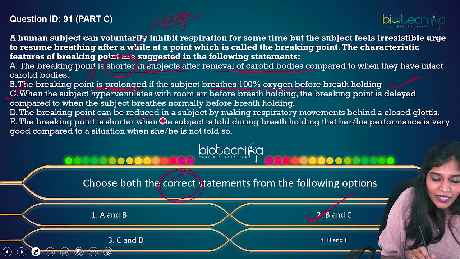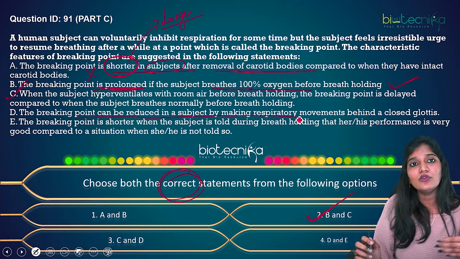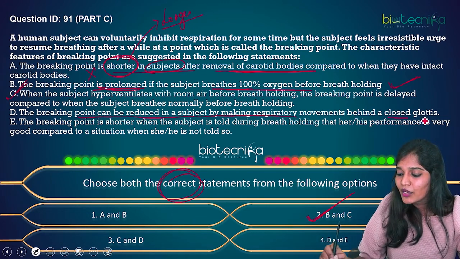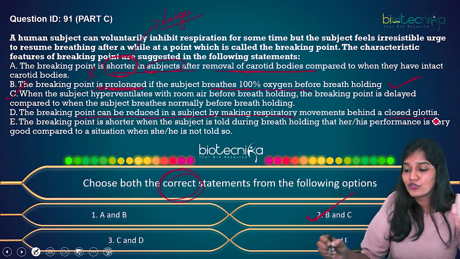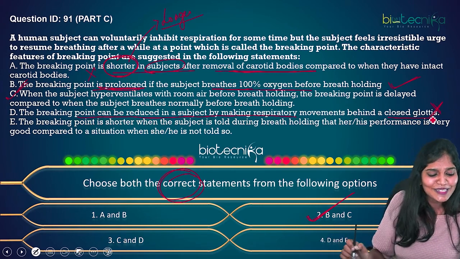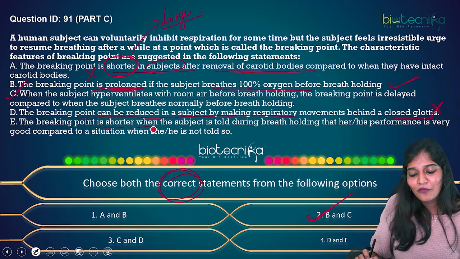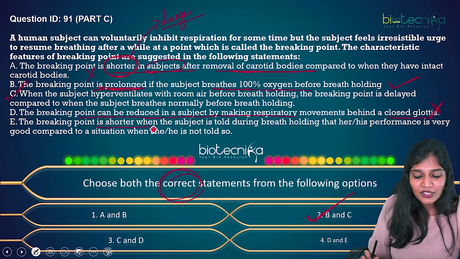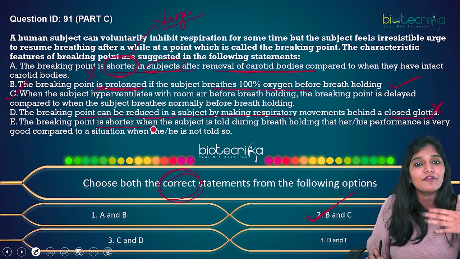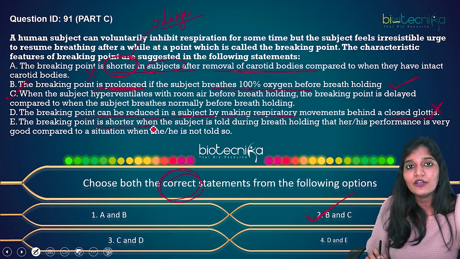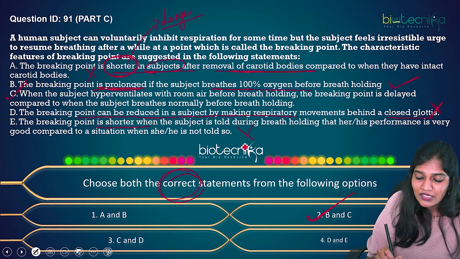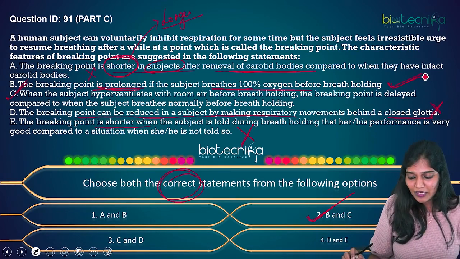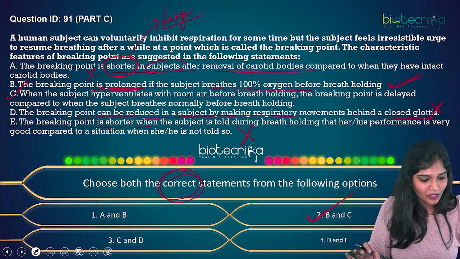What about D? The breaking point can be reduced when a person does some breathing movements. No, if you start doing breathing movements, it will collapse the glottis or cause mechanical damage. So this is a wrong statement. The last statement is that the breaking point is shorter when a subject is told during breath holding that her performance is very good, compared to when she is not told so. It's not like if I encourage you or tell you that you are doing really good, anything can happen inside your body. So this is definitely going to be a wrong statement. So the correct statements are statement B and statement C. So the correct option is option B.